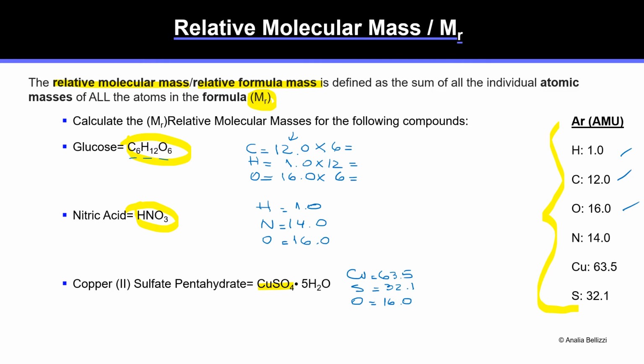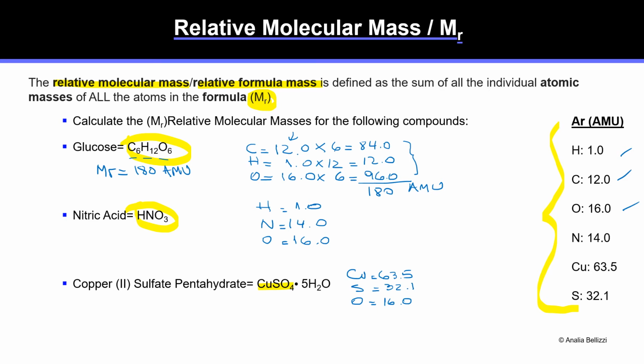So this is going to be 84.0 or 84. This is going to be 12.0, and this is going to be 96.0. If we add them up, you are going to have 180 atomic mass unit, and that is the MR of glucose, 180 atomic mass unit.